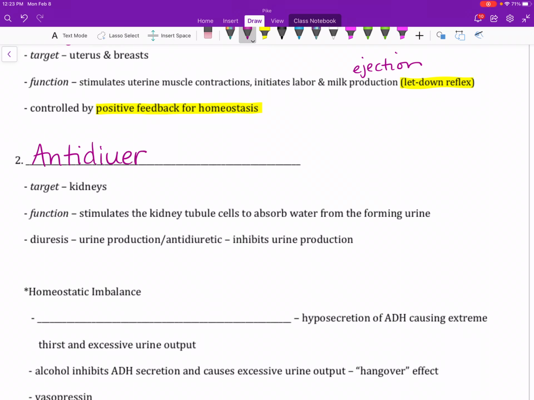All right, and the second hormone secreted by the posterior pituitary is called the antidiuretic hormone, or ADH. They all have their little abbreviations. And here we're targeting the kidneys.